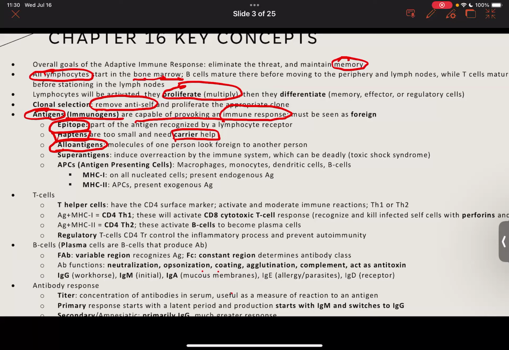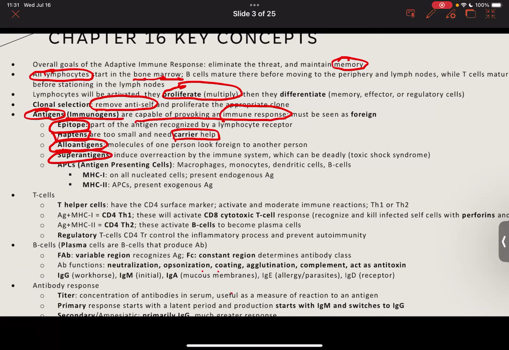So those are alloantigens. MHC1 is a very common one. It differs from person to person. We actually call MHC HLA, or human leukocyte antigen, and it is one of those markers that we use in determining compatibility for organ transplant, which we talk about in chapter 17 a little bit, but MHC is very important for that. Then there are superantigens.